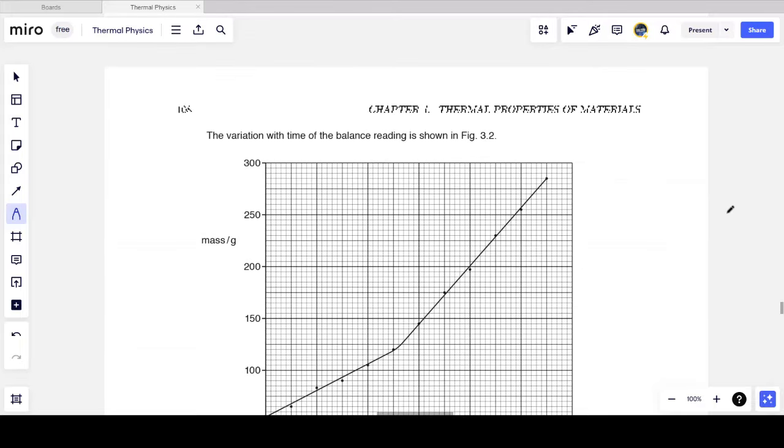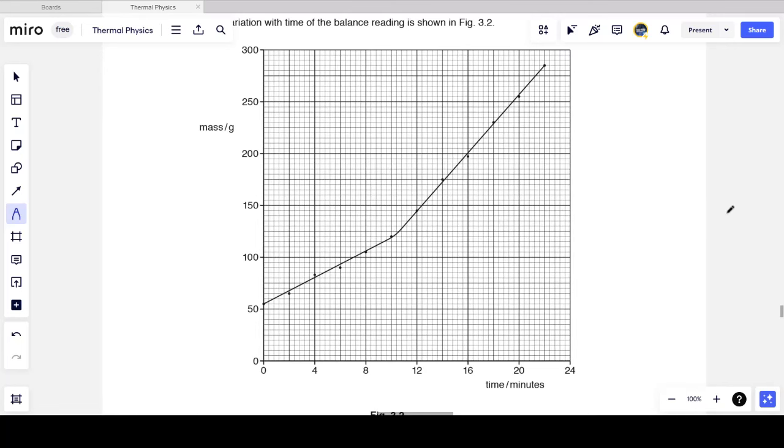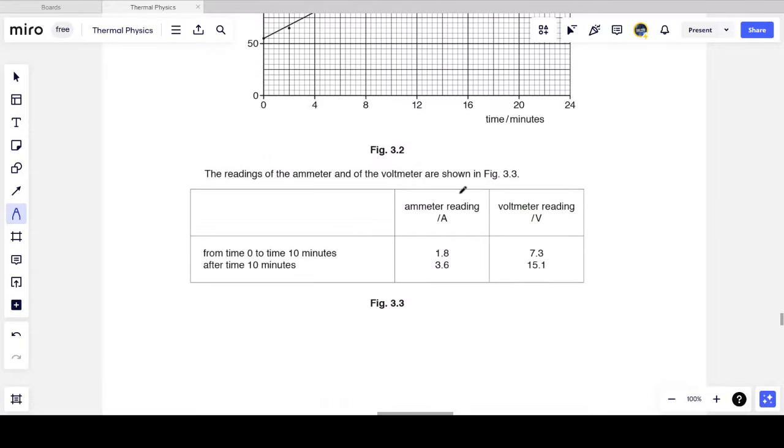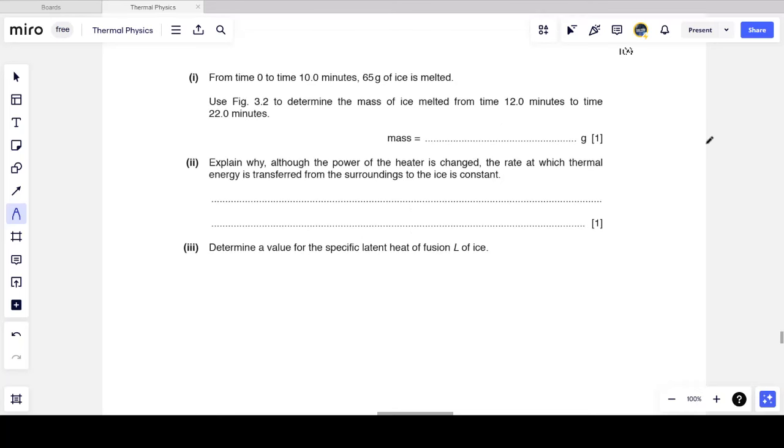We're given the variation with time of the balance reading as shown in the figure, and again we have two sections. We have 10 minutes and then a further 12 minutes, and we can see the graph changing. And that's because the ammeter and voltmeter readings, which give the power by the current and the potential difference given to the heater, change. And well, the questions also share similarity. From 0 to 10 minutes, 65 grams of ice is melted. They want us to use the figure to determine the mass of ice melted from 12 to 22 minutes. So specifically the next 10 minutes, from 12 to 22 minutes. How much of ice has melted?